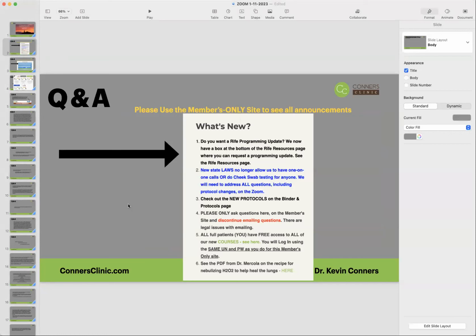You want Rife updating, you want your program updated for any reason. Let's say you're not doing well and you need some updating, or you're doing great and you want to add some programming for your spouse, who is having totally different symptoms. I'd like to add some inflammation program to my overnight. Whatever you want, I'm willing to do. I just need to know what that is.